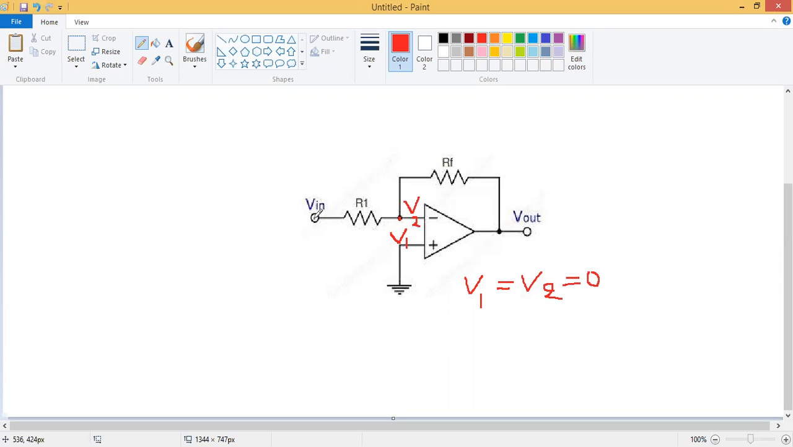Now, because of the applied input voltage, the current flowing through R1 is known as I1, and the current flowing through this feedback resistor I am calling IF. So it is a node. The current which is entering this node is I1, and the current which is leaving from this node is IF. So I am writing I1 equals IF.